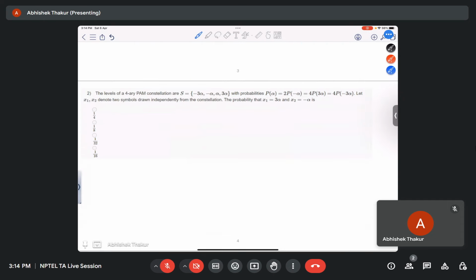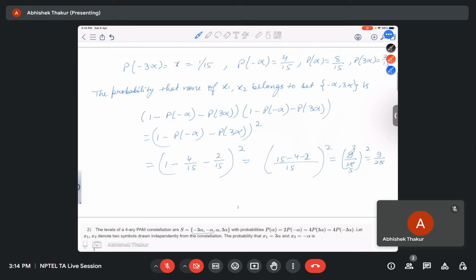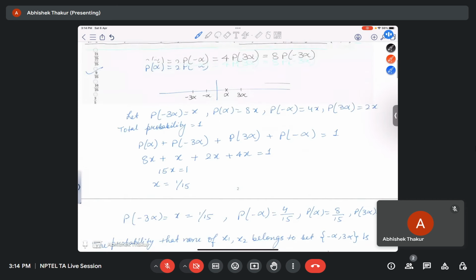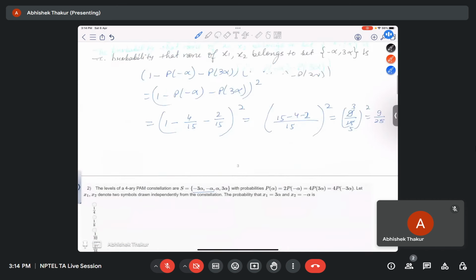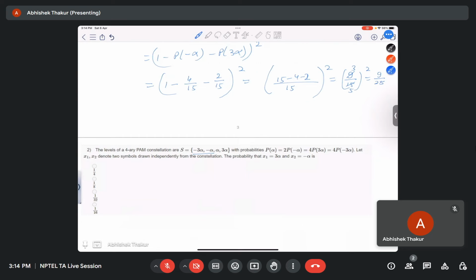The levels of the 4-array PAM constellation are given: minus 3 alpha, minus alpha, alpha and 3 alpha. The values are the same as before, only the last value is 4. Let x1, x2 be two symbols drawn independently from the constellation. What is the probability that x1 is equal to 3 alpha and x2 is equal to minus alpha? We will solve this question. There are four constellation points of PAM.